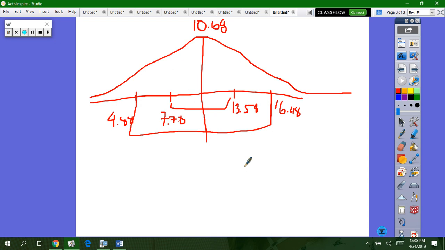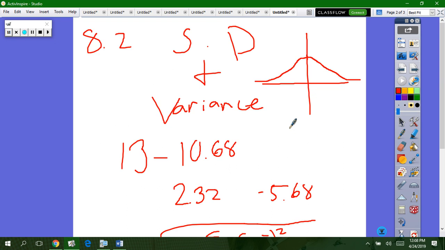So what standard deviation really does is it talks about the grouping of your data. Okay? Now, variance, I have no idea what they use variance for. I don't know. But be aware, variance is just your standard deviation squared. Okay? I want to say that's it.